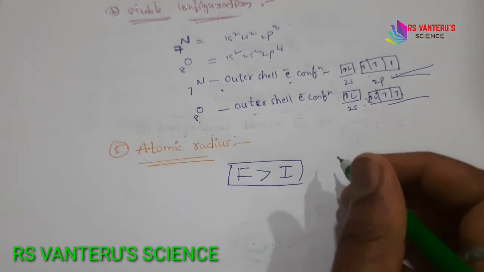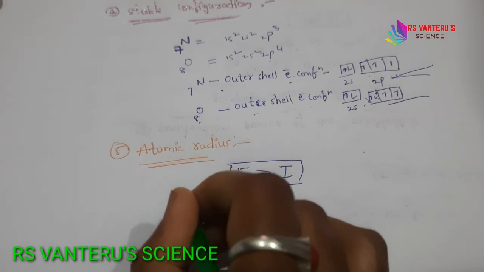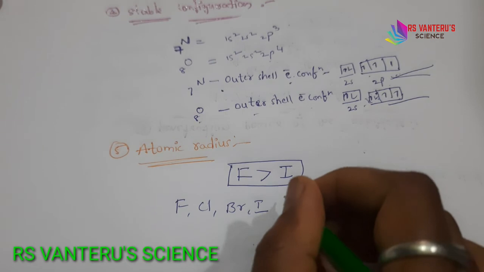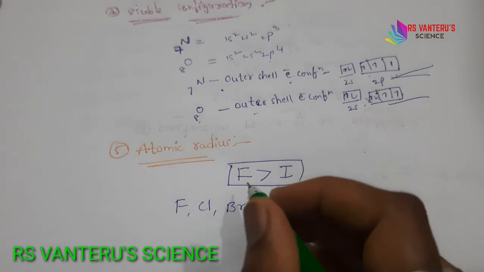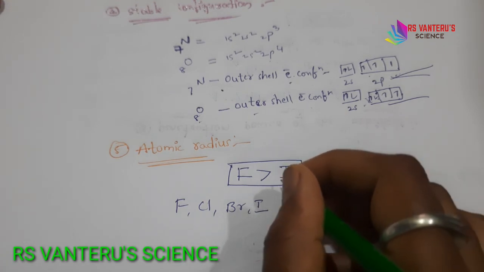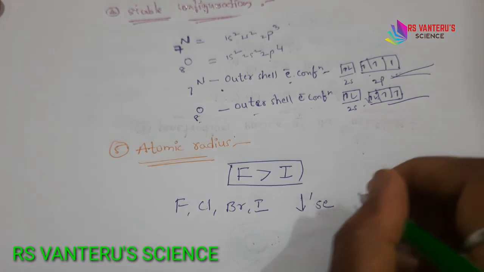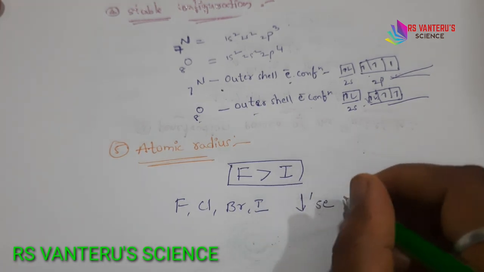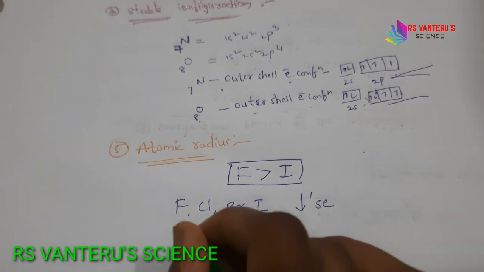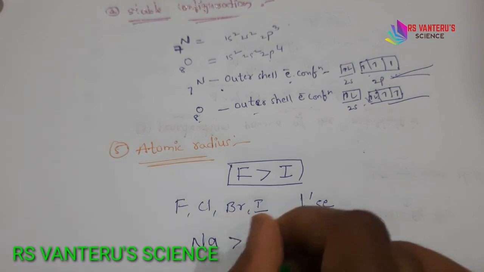What are the seventh group elements? Fluorine, chlorine, bromine, iodine. All of these are seventh group elements, because ionization energy values decrease from top to bottom in the groups. And the ionization energy of sodium is more than that of cesium.